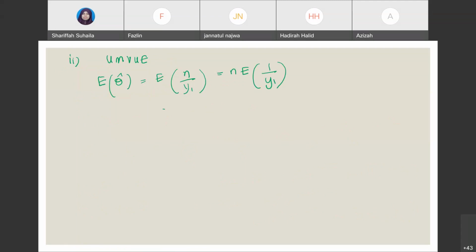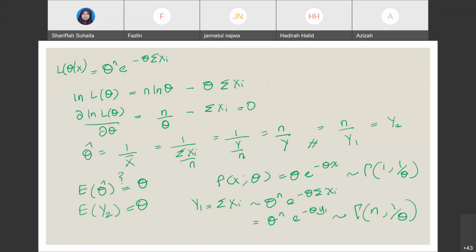Okay, so kita nak selesaikan expected value of 1 over y1. Biasanya kamu selesaikan expected value of y, so y darabkan dengan dia punya density function. So again here, kita nak selesaikan expected value of 1 over y1. It's the same thing, if you have 1 over y1, saya letaklah y1 power minus 1, darabkan dengan dia punya density function.